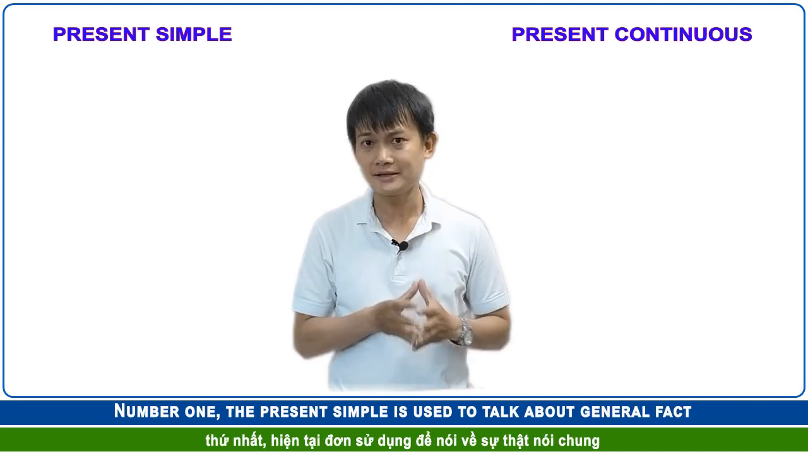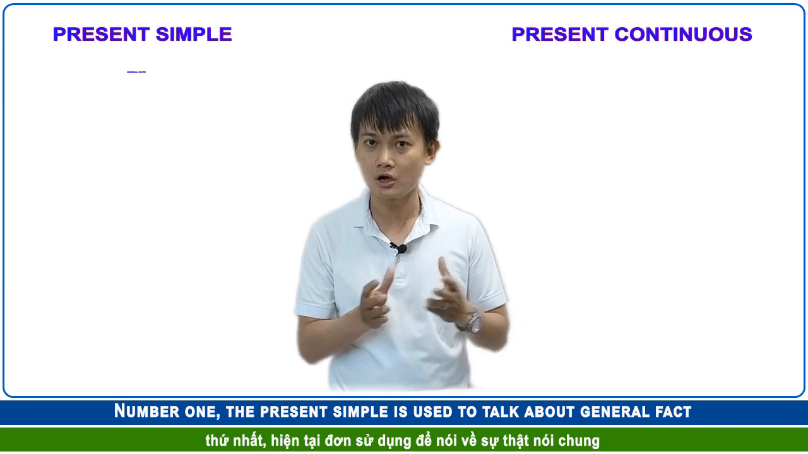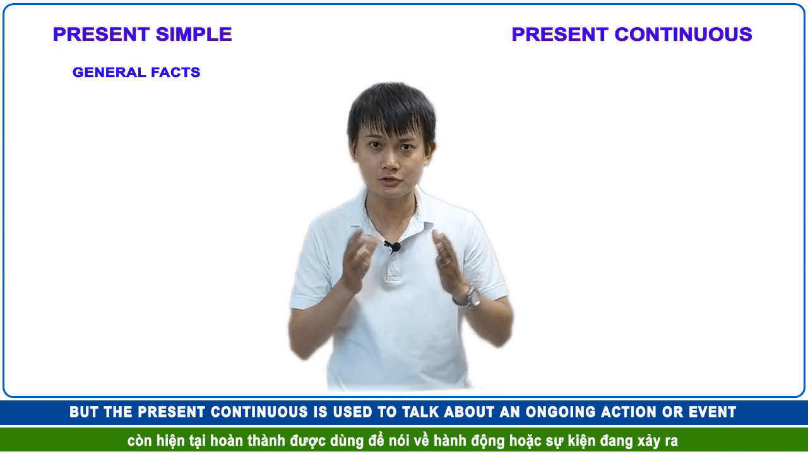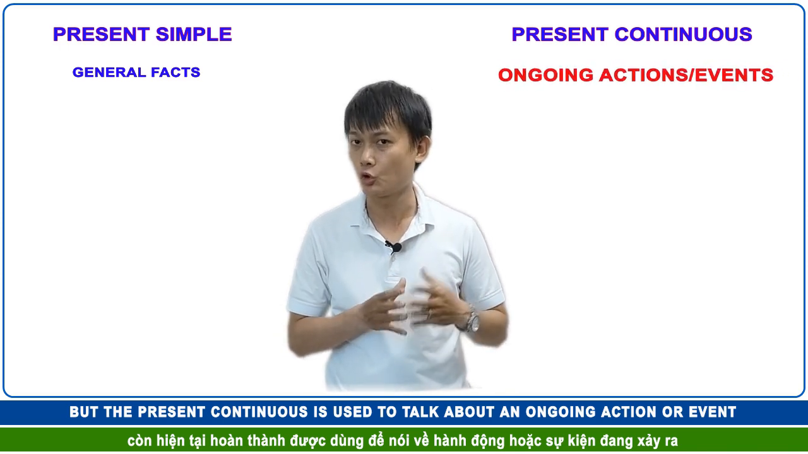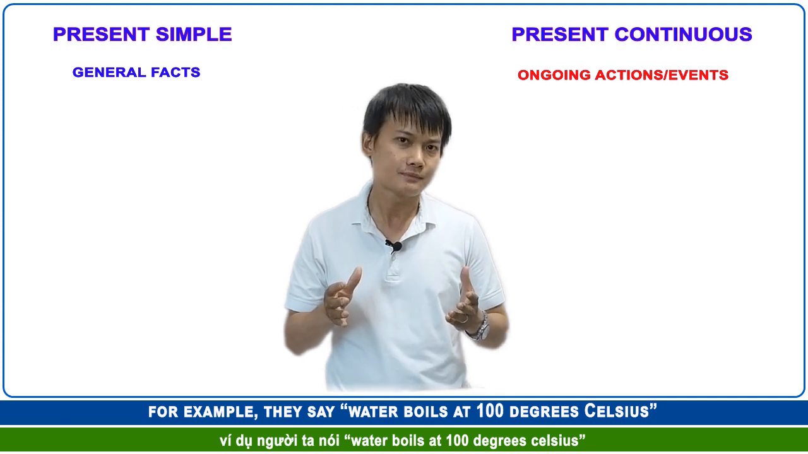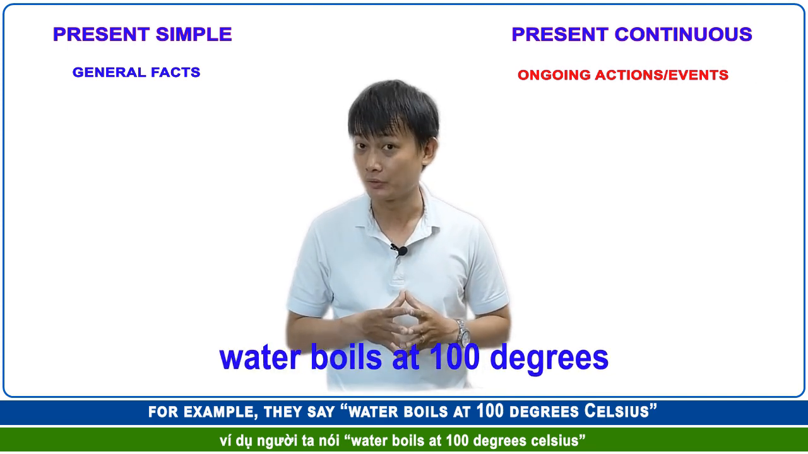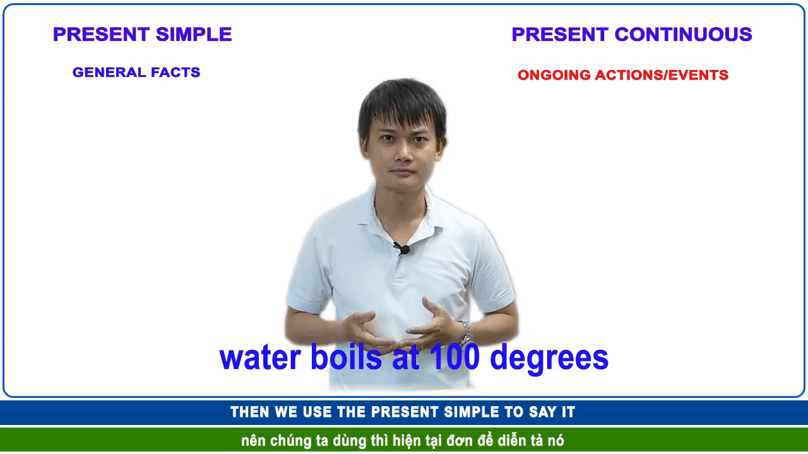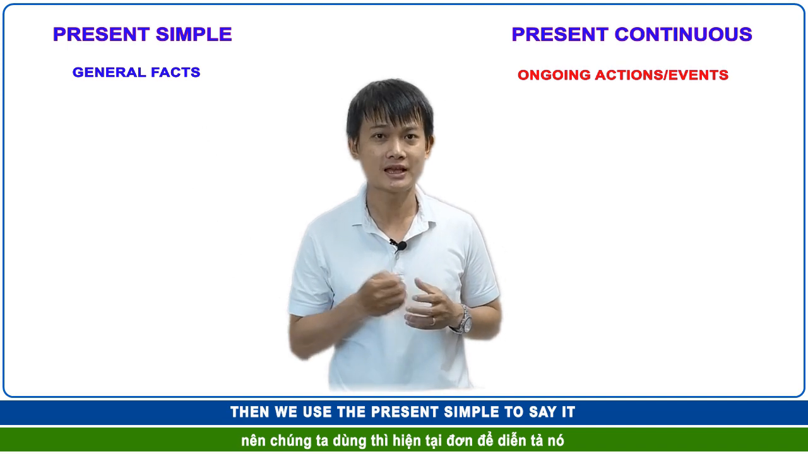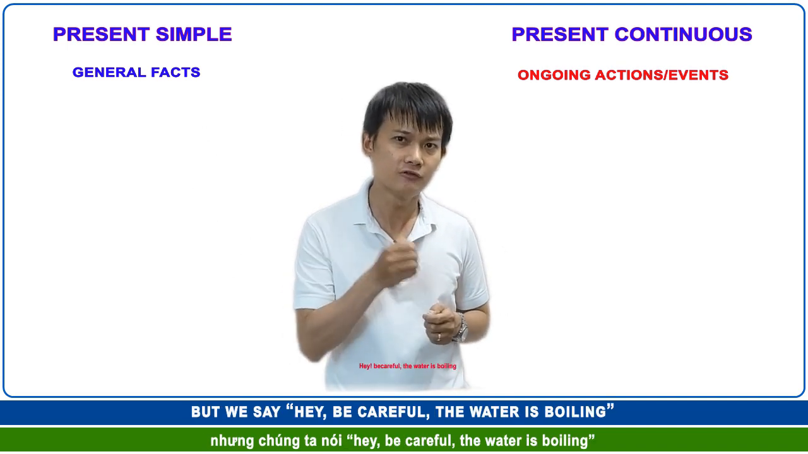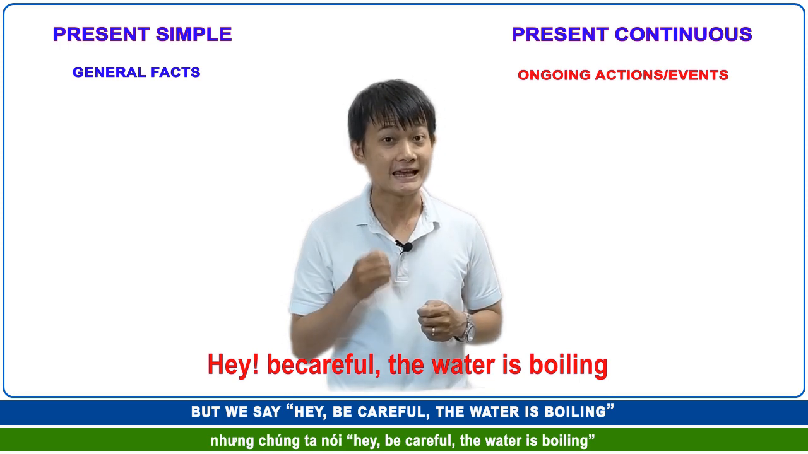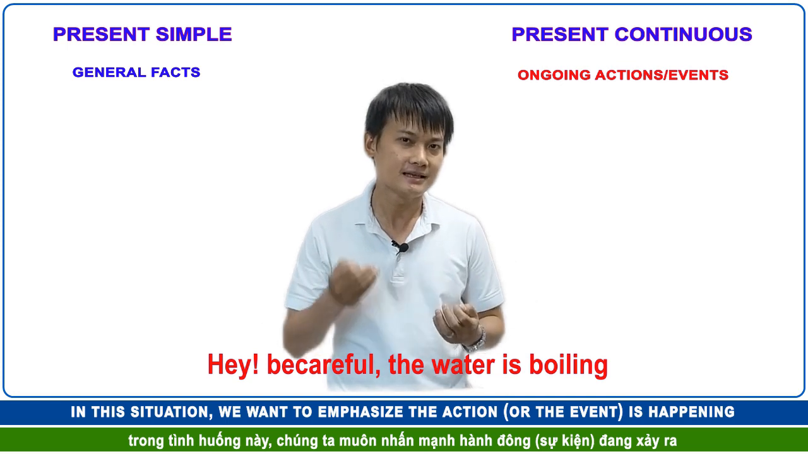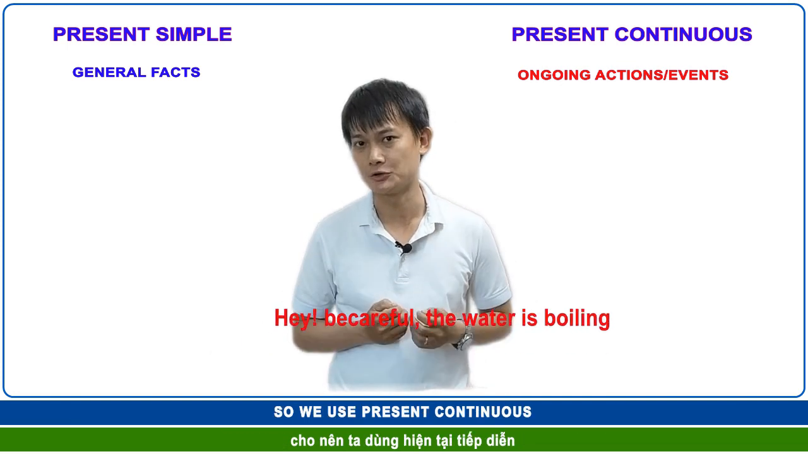Number one, the present simple is used to talk about a general fact, but the present continuous is used to talk about an ongoing action or event. For example, they say water boils at 100 degrees Celsius. This is a fact, which means that it's true all the time. Then we use present simple to say it. But we say, hey, be careful, the water is boiling. In this situation, we want to emphasize that the action or the event is happening. So we use present continuous.